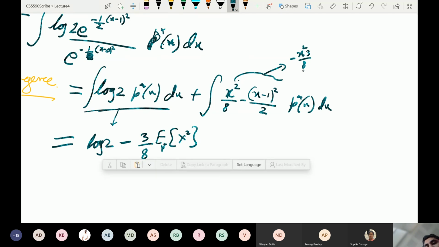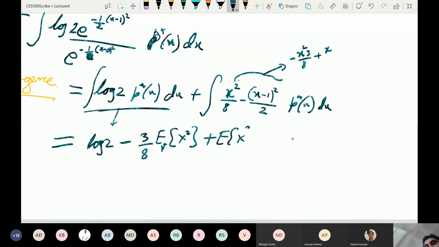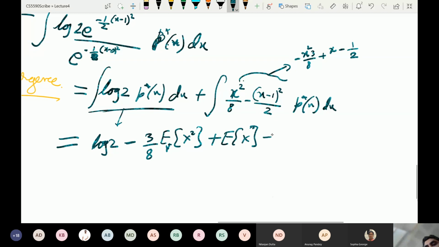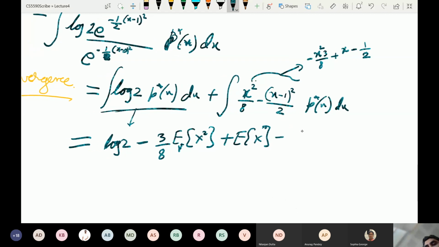And then what will be the term which is linear? The linear term will be plus 2x by 2, which is x, right? So plus the expectation of x. And then there will be minus 1 by 2, and the integral of density is 1. So I'll simply get minus half, right?